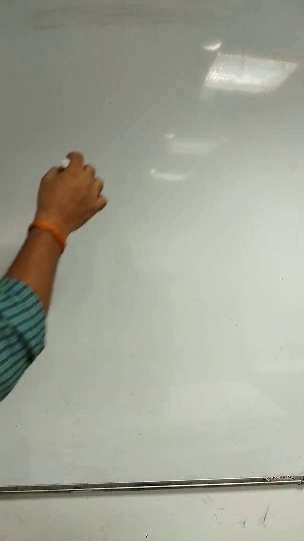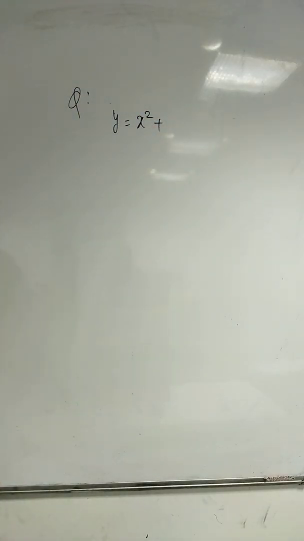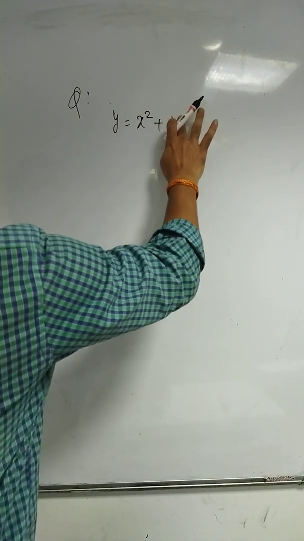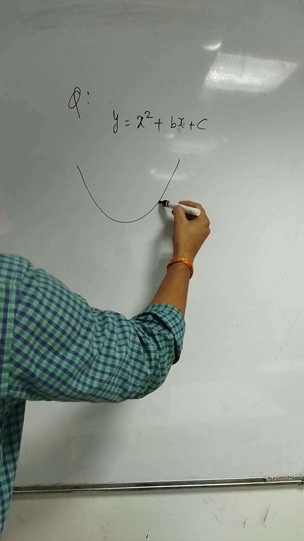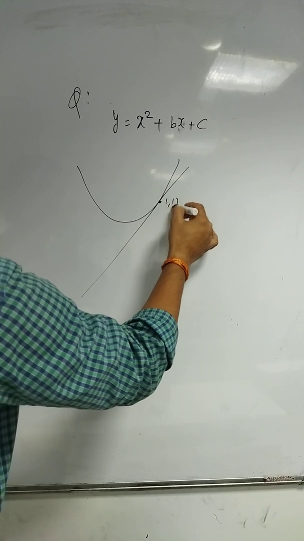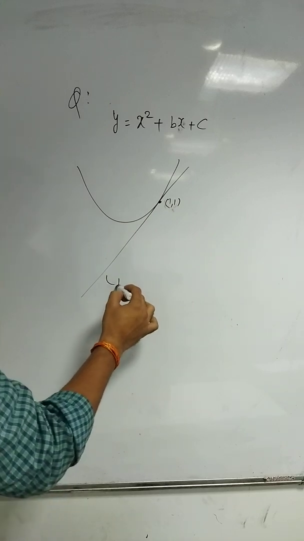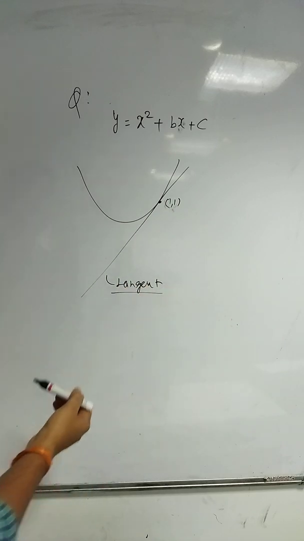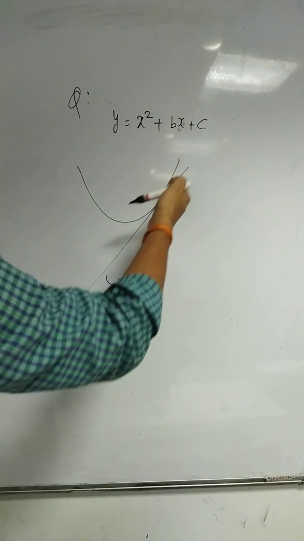Next one is the area of the triangle formed by the tangent on the curve. Look, what is the question: y is equal to x square plus bx plus c. This is the curve, a quadratic parabola, and a tangent at (1, 1). Let this be the parabola, this is the curve, and we are drawing a tangent at (1, 1). And this tangent is making an area of 2 square units with the coordinate axes. So first find what is the equation of the tangent.